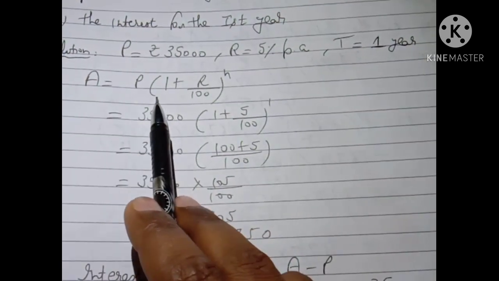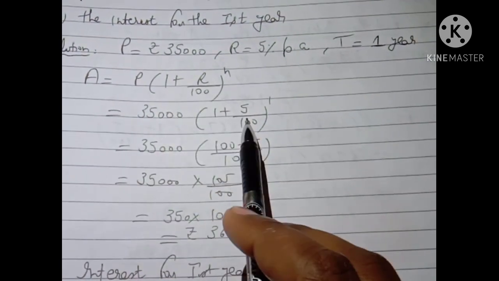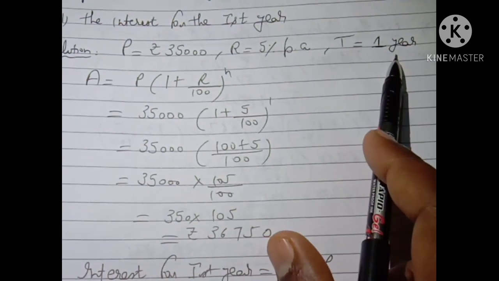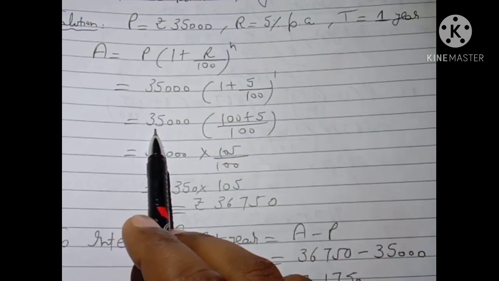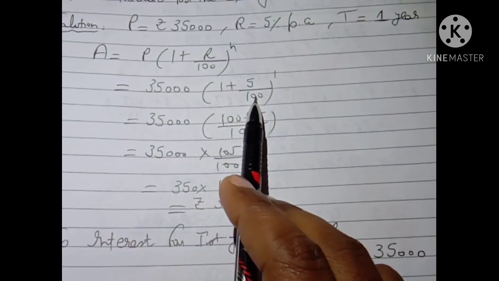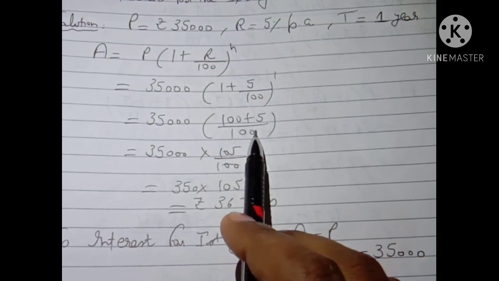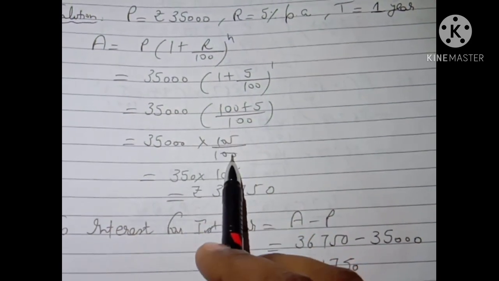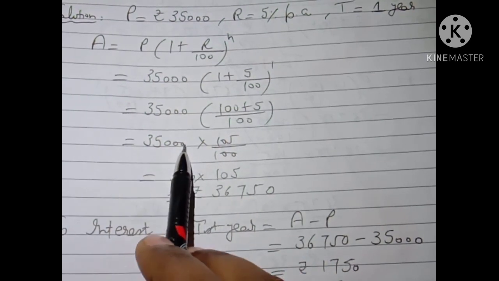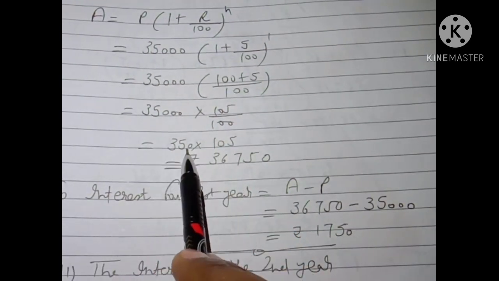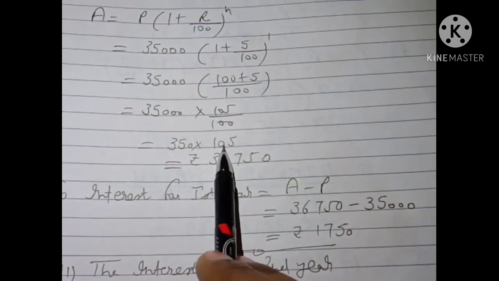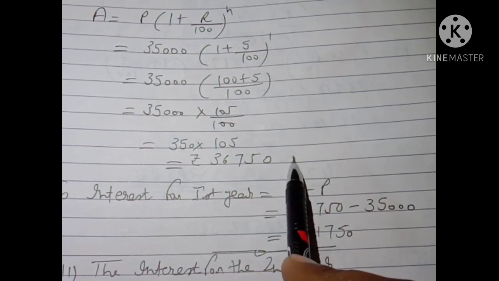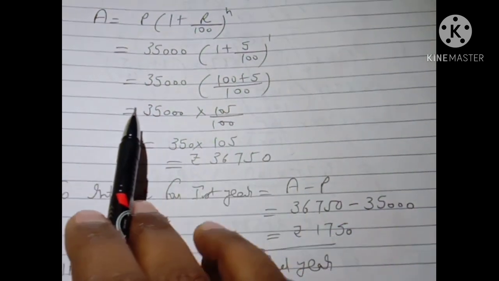The principal is 35,000 into 1 plus R. The value of R is 5%, so 5 over 100, and the value of n is 1. In the next step it will become 35,000 into (100 plus 5) over 100, that is 35,000 into 105 over 100. Now these two zeros are cancelled, and it will become 350 into 105, and after multiplication it will become 36,750 rupees. So for the first year the amount is 36,750.